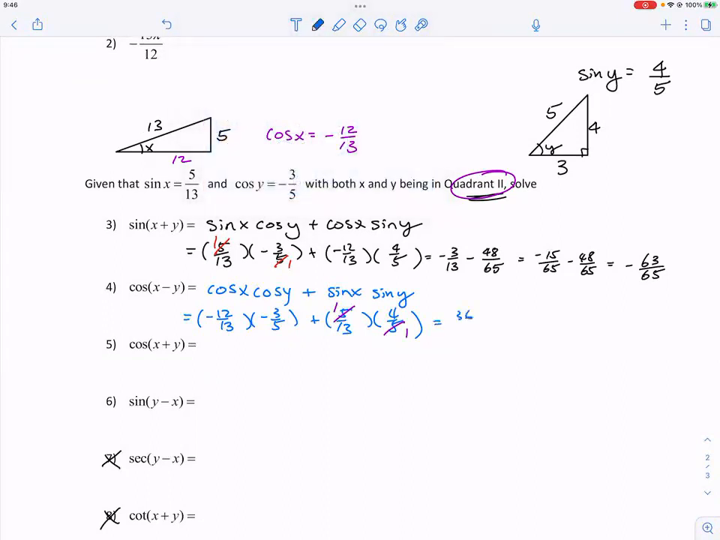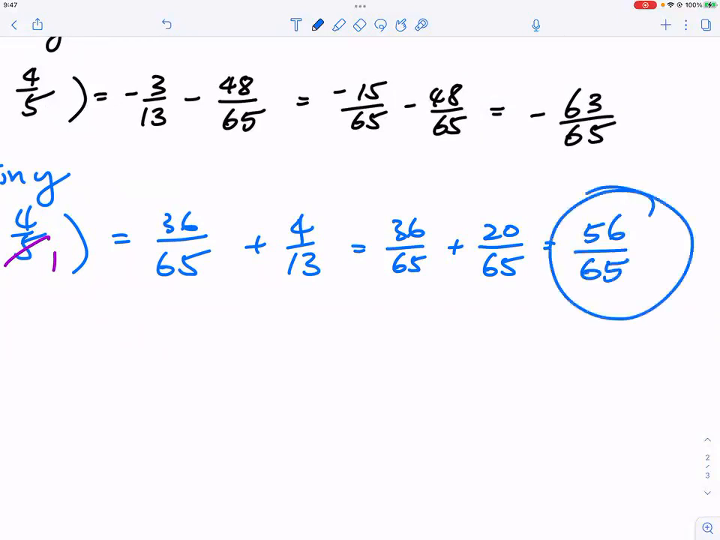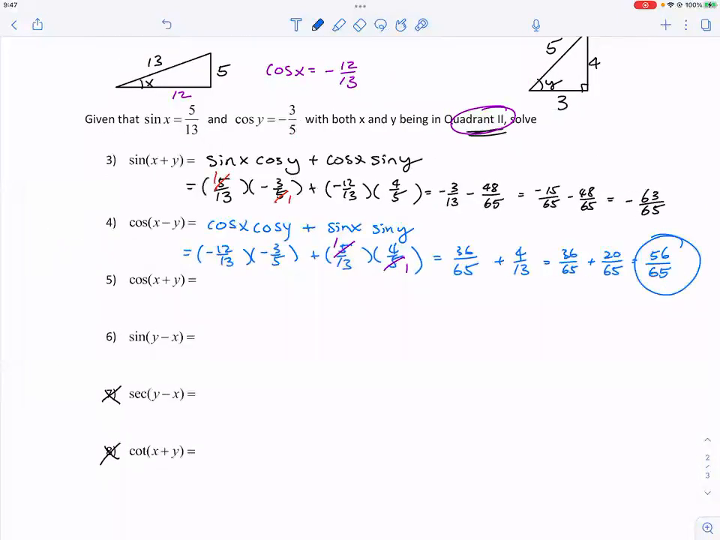So I got 36 over 65 plus 4 over 13, which is 36 over 65 plus 20 over 65. That gives you 56 over 65. So that's the ratio for number 4, 56 over 65.